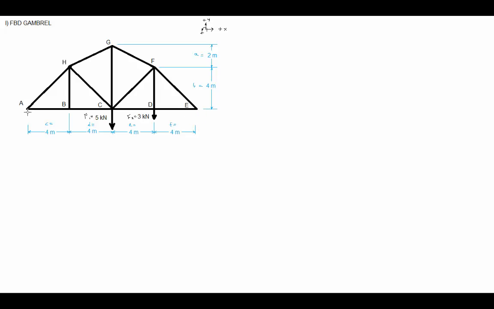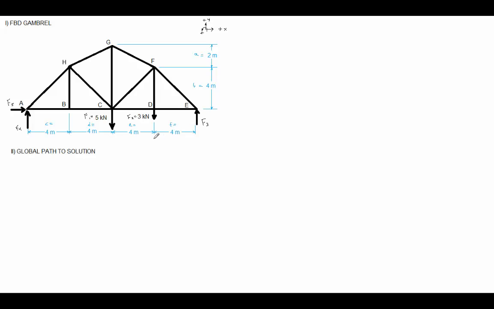So over here at point A, we had a pin. A pin or hinge is going to produce 2 unknowns, an X and a Y. Over here at point E, we had a rocker. A rocker does exactly the same thing as a roller. It produces 1 unknown, a force perpendicular to the surface at the point of contact.